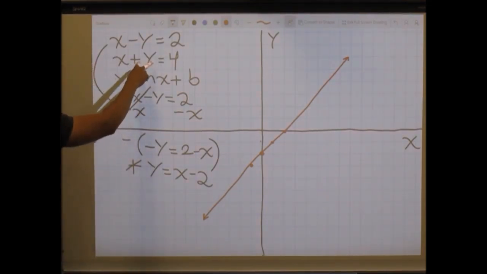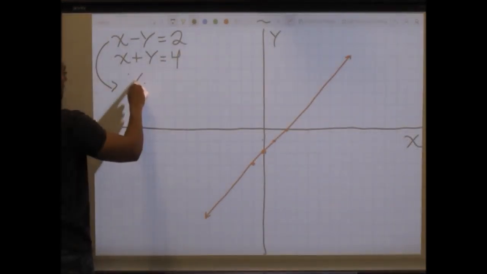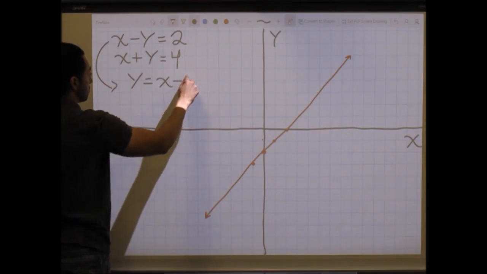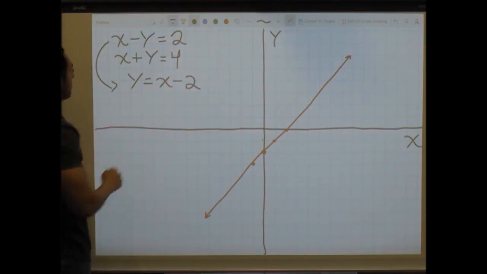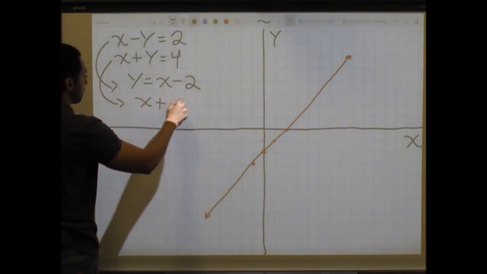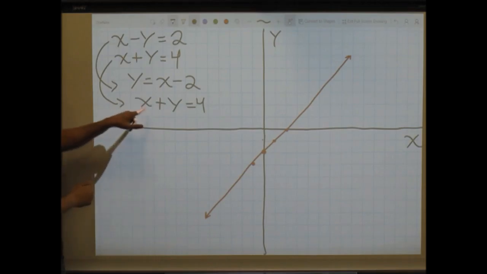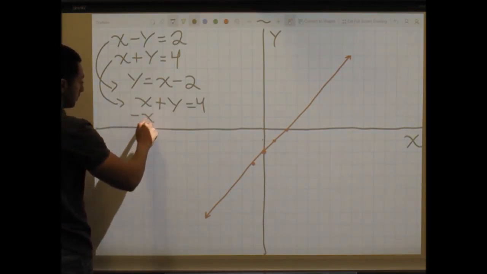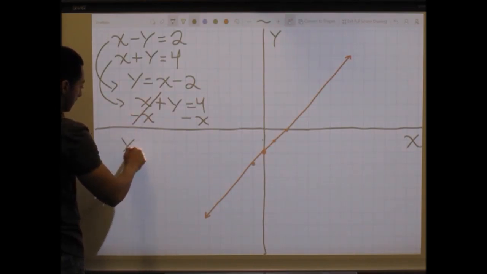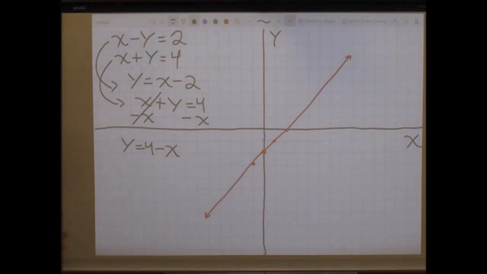Okay, now we're going to work with the second equation. Let me go ahead and erase this stuff here. We reduced it to y equals x minus 2, which is slope-intercept form. Now we're trying to do the same thing with this equation here. So we've got x plus y equals 4. To isolate y, we're just going to subtract the x over. So then these x's cancel out, and we get y equals 4 minus x. And this is in slope-intercept form.